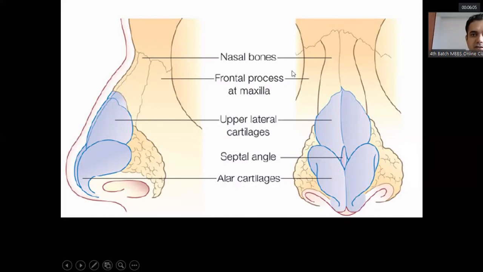Now you can see similar diagrams here. This is the nasal bone, and this is the maxilla, the frontal process of the maxilla, and the nasal bone is attached here. This is the upper lateral cartilage, and this is the alar cartilage, in the lateral view and the frontal view.